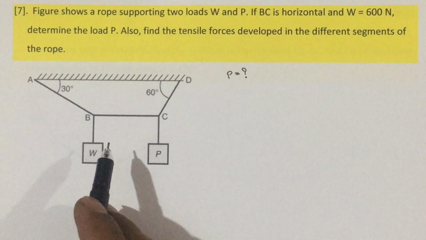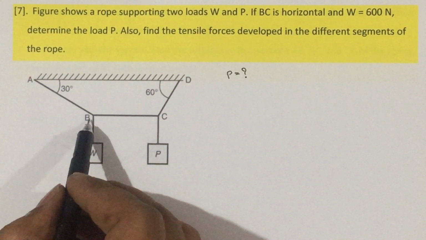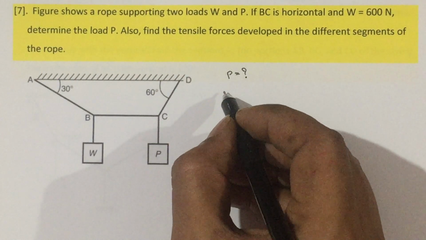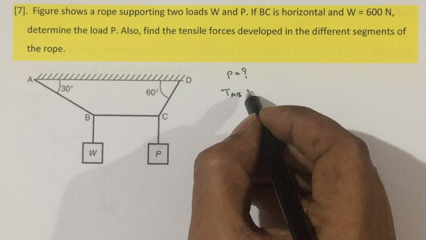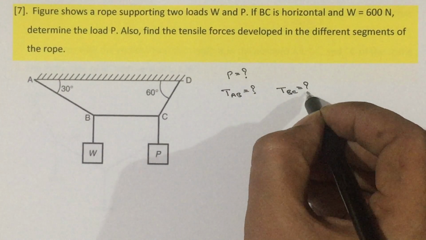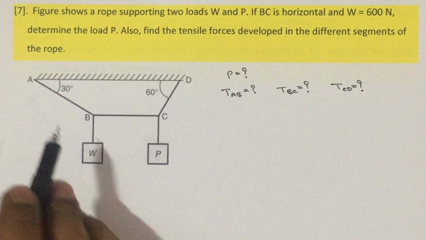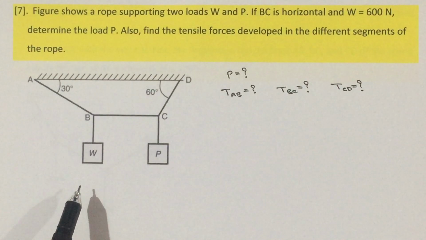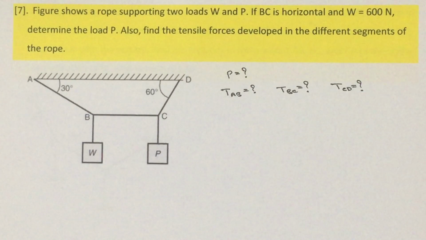Segment is nothing but member. So, different segments of this particular structure are AB, BC and CD. Since it is a cable problem, all the members are subjected to tension. We need to calculate TAB, then TBC, then TCD. Please remember, AB will be equal to BA, BC will be equal to CB, CD will be equal to DC.